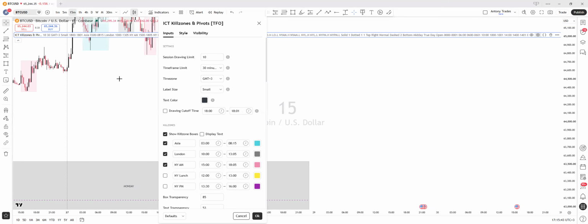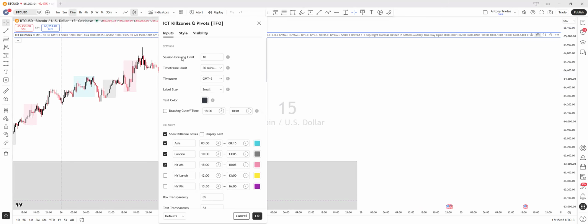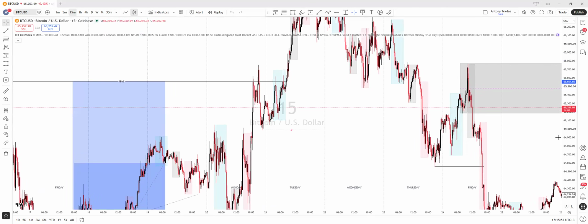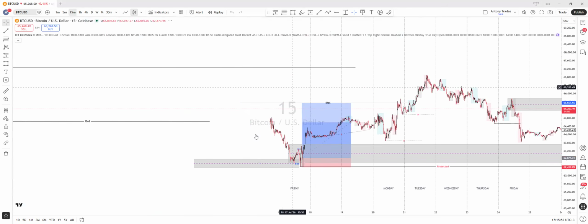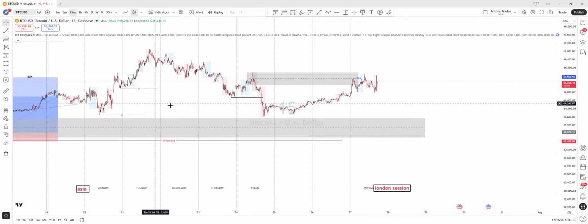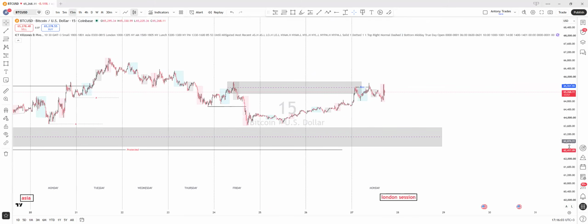a limitation of only 10 days. So for the past 10 days, I will be able to see my sessions. Past that, it will not be reflecting. All right. So if I go back in time, when the 10 days are over, I cannot see my indicator. You can see from here going back, I'm not able to see the indicator. That is just to make my chart a little bit cleaner.